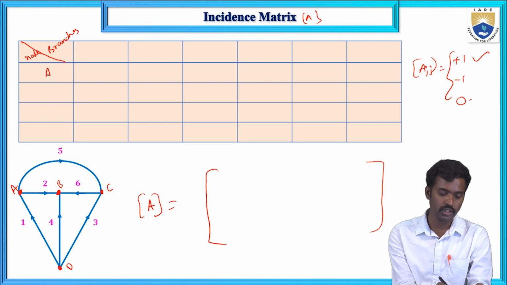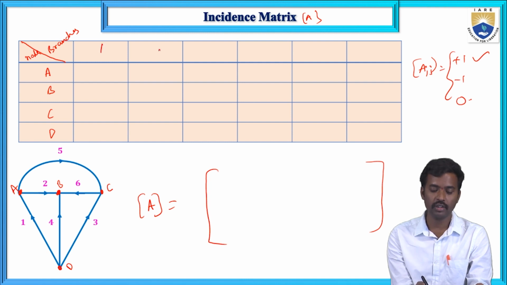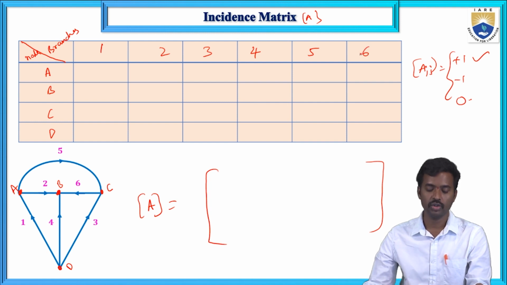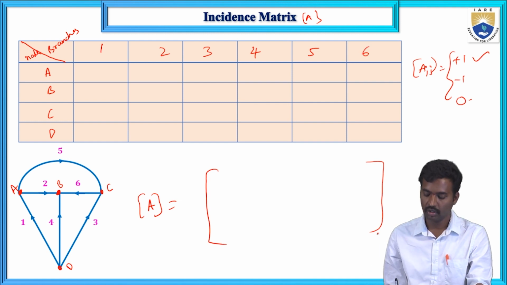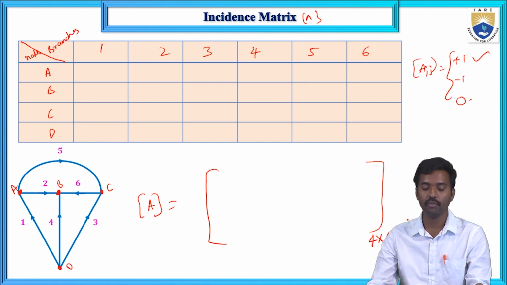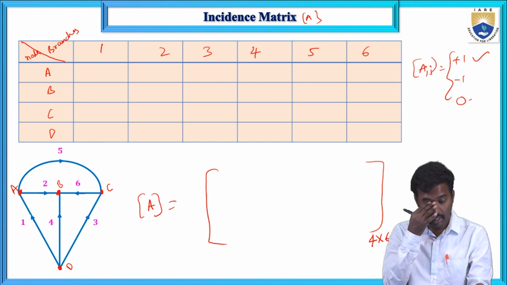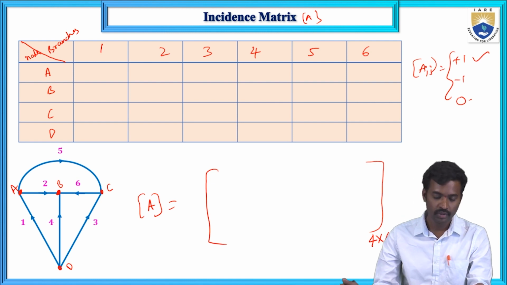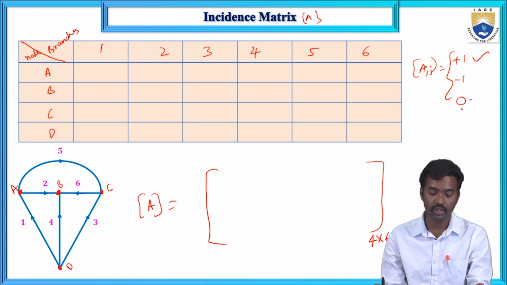The nodes are represented with A, B, C and D. What are the branches here? 1, 2, 3, 4, 5 and 6. So there are 6 branches, and the incident matrix size is 4 cross 6: 4 nodes and 6 branches. So here the elements are plus 1, minus 1 and 0.